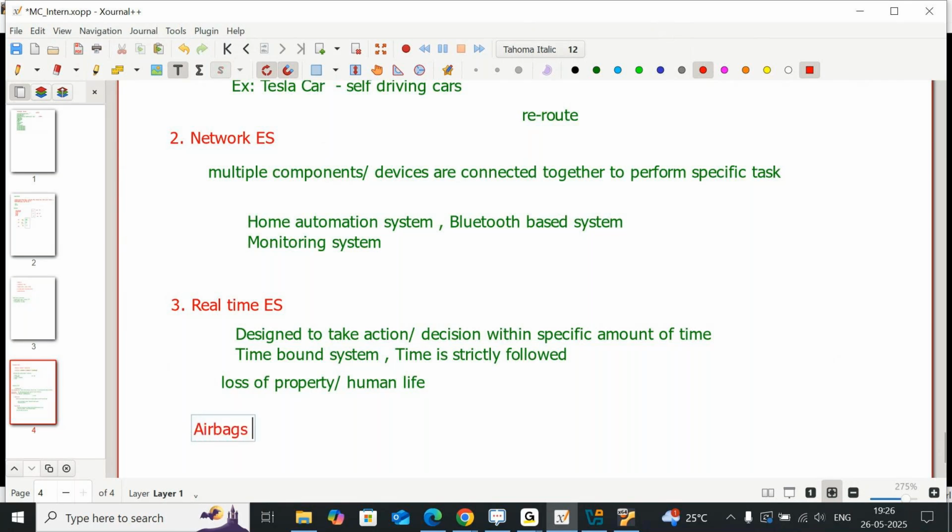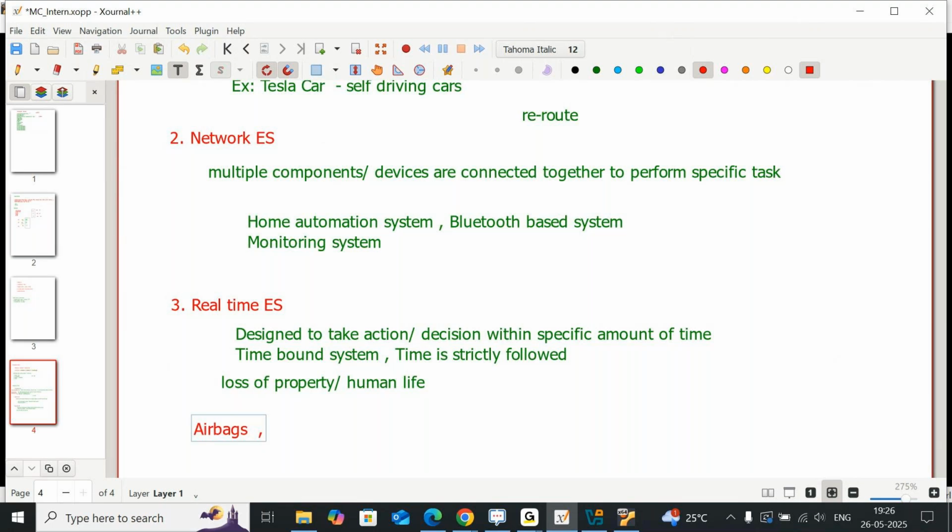Let's say we have airbags and there is an accident. The airbags have to open immediately within a specific amount of time. If the car airbags are not opened immediately, then it's a life loss, right? Anything may happen to the driver, or also the passengers in the car. Correct? Yes. BP monitoring system, you can consider that also.